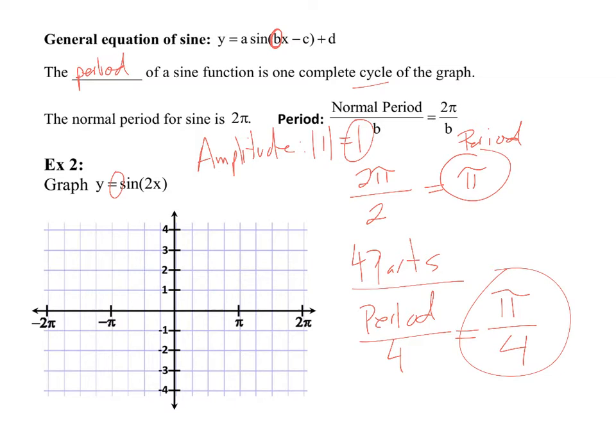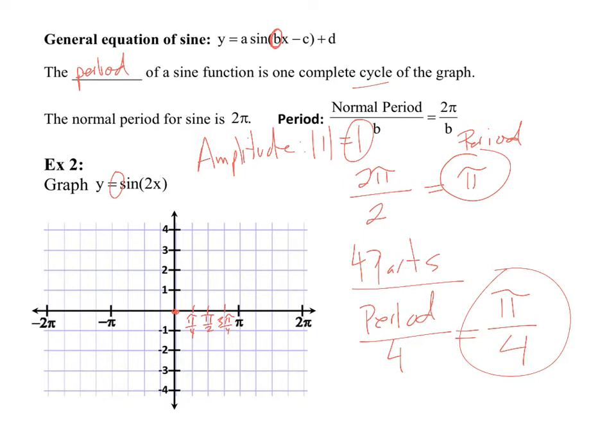So all the parts that are circled are important pieces to graphing this function. So I start off at 0, and then I move pi over 4. Since I have pi here, I'm going to cut this into 4 pieces. That's pi over 4. And then I have 2 pi over 4, which is pi over 2. Then I have 3 pi over 4. And then I have 4 pi over 4, which is pi.